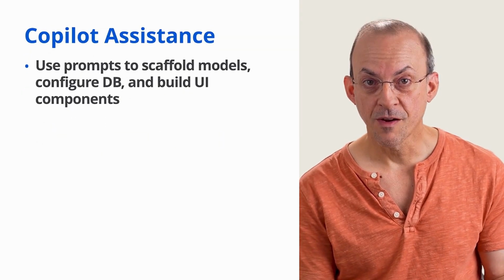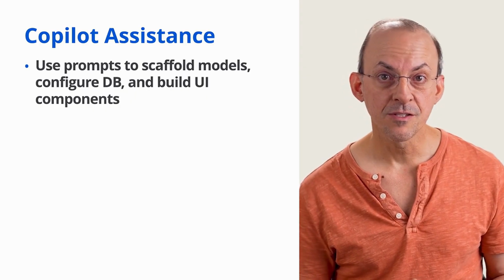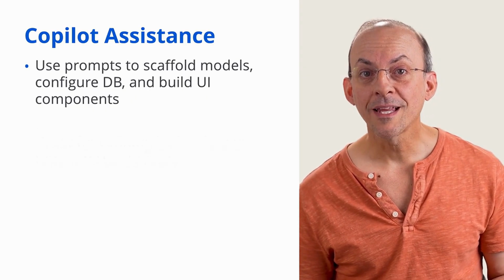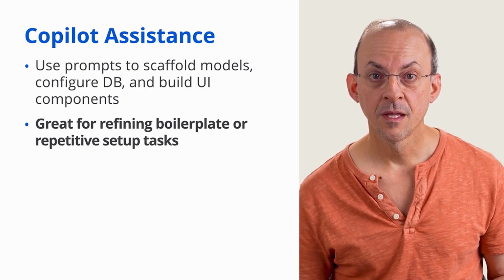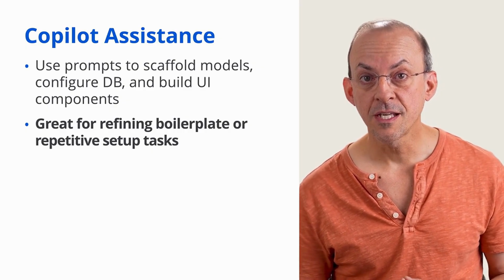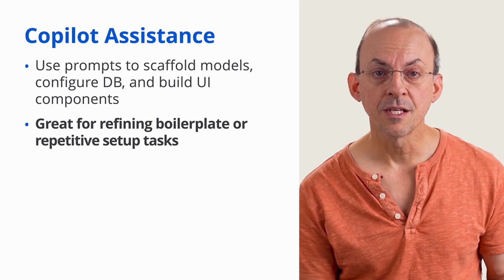Finally, you'll use Microsoft Copilot to help scaffold your code. Whether you're configuring a database or building UI components, Copilot can speed up routine tasks and help you stay focused on the big picture. You can use prompts to scaffold efficiently, fix repetitive code, or even generate missing pieces right when you need them. By the end of this activity, you'll have a well-structured, full-stack solution with models, a working database, and static components, all scaffolded and ready for future development. Let's get started.